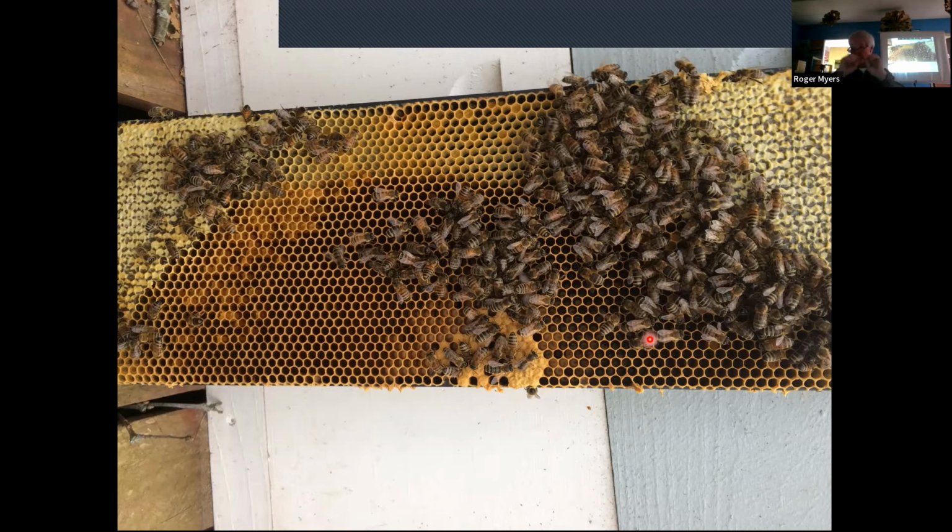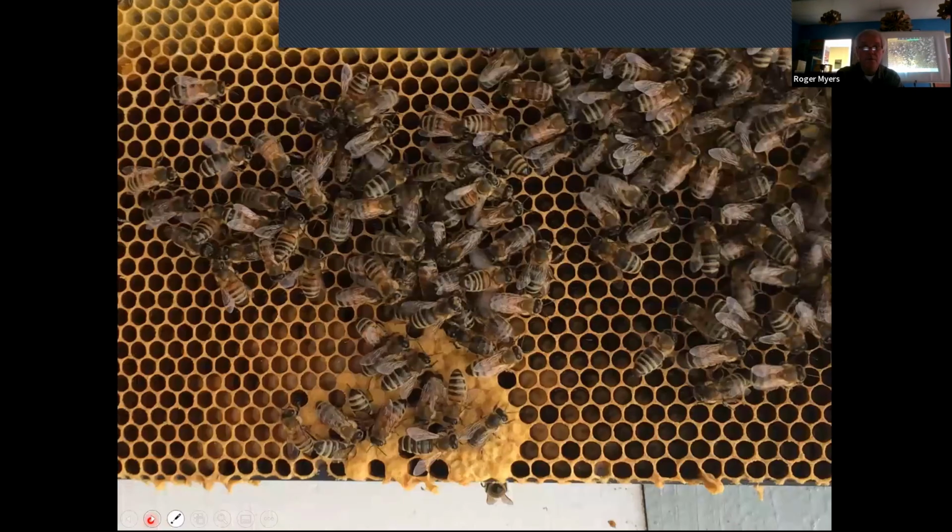Very seldom do you see a whole frame that's east to west, north to south, up and down, right to left, solid brood. There's always up in the corners, something going on. Here's a close-up, same picture. I kind of zoomed in. You can see some larvae in there.